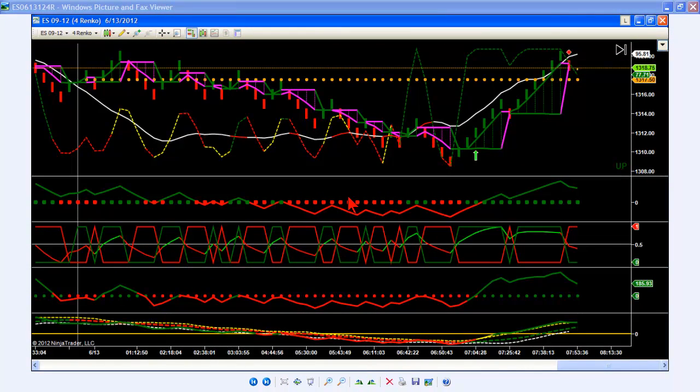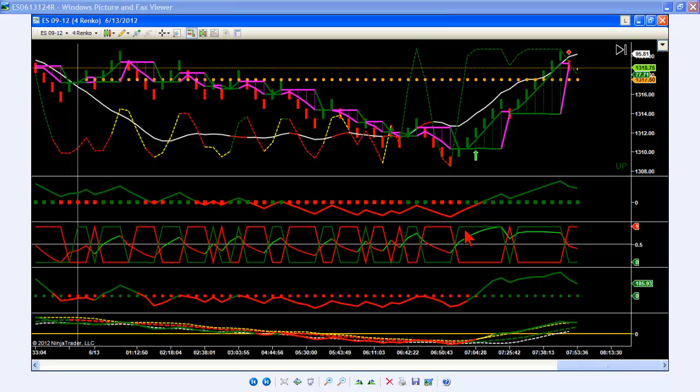Here are the triangle trend indicators for NinjaTrader on 6/13/2012 on the ES4 Renko. I went long on this bar right here when the swing cycle moved up here and was green. The other indicators were all moving up, down and through here.